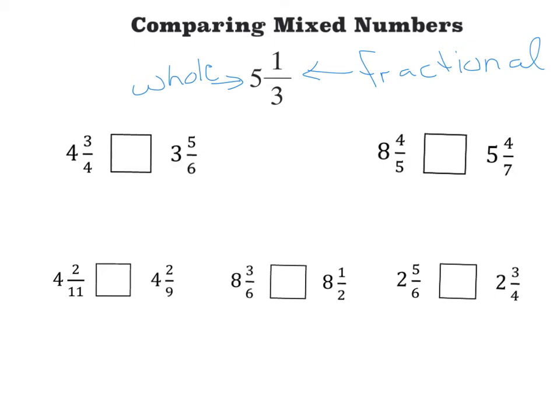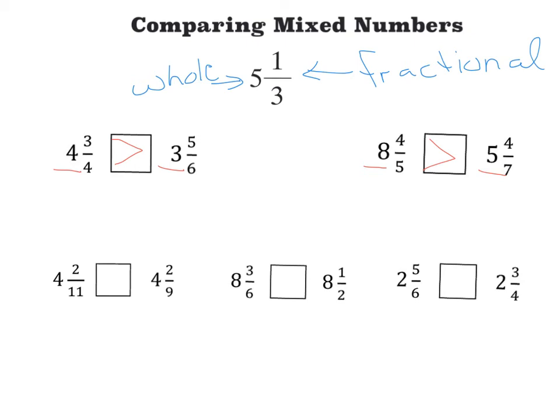So looking at mixed numbers, when we're comparing them, the first thing we want to look at is the whole amount. So if I'm looking at this first problem, I have 4 as a whole and 3 as a whole. Well, I know 4 wholes is more than 3 wholes. So 4 3/4 must be bigger than 3 5/6. Looking at the next problem, I have 8 4/5 and 5 4/7, and I know 8 wholes is greater than 5, so 8 4/5 is greater than 5 4/7.